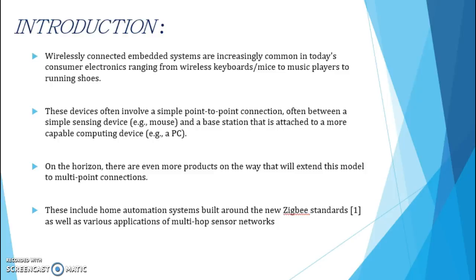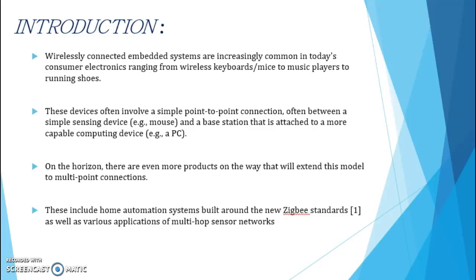Introduction. What is an embedded system? An embedded system is a computer system with a dedicated function within a larger mechanical or electrical system, often with real-time computing constraints. It is embedded as part of a complete device, often including hardware and mechanical parts. Embedded systems control many devices in common use today.